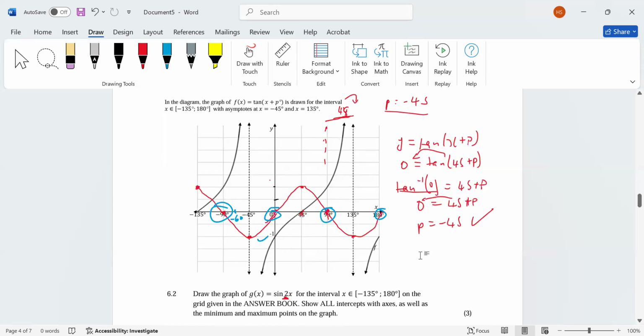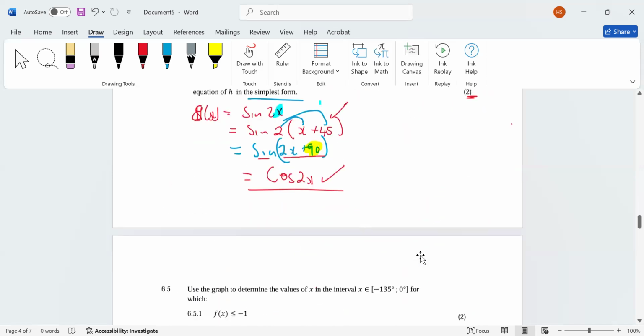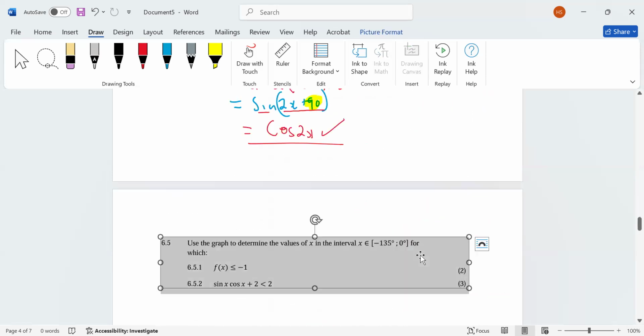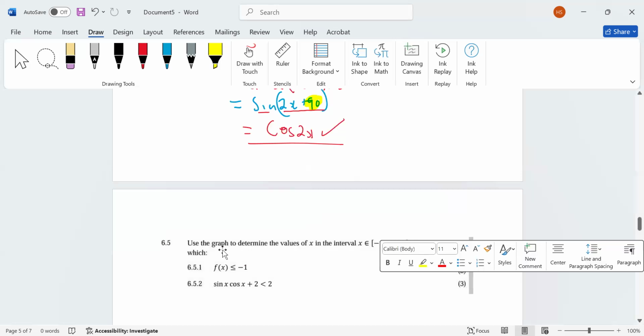Then I move back to our question, and they say f of x. Oh, it's not f of x, basically. They're saying sine x multiplied by cos x plus 2 should be less than 2. Every time they give you such questions, they should be related to whatever function you have above. So we can play with the algebra.